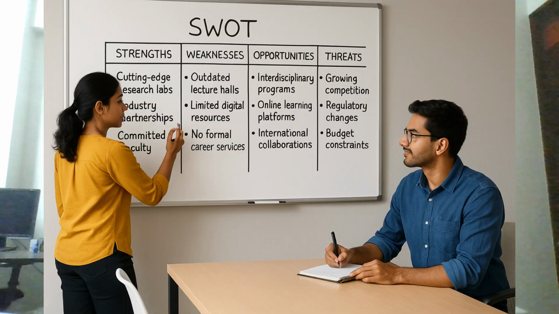The second step was discovering insights, SWOT analysis, that is strength, weakness, opportunities and threats. The committee on analysis found that the strengths were cutting edge research labs, industry partnership and committed faculty. The weaknesses were outdated lecture halls, limited digital resources, no formal career services. Opportunities were interdisciplinary programs, online learning platform, international collaboration.